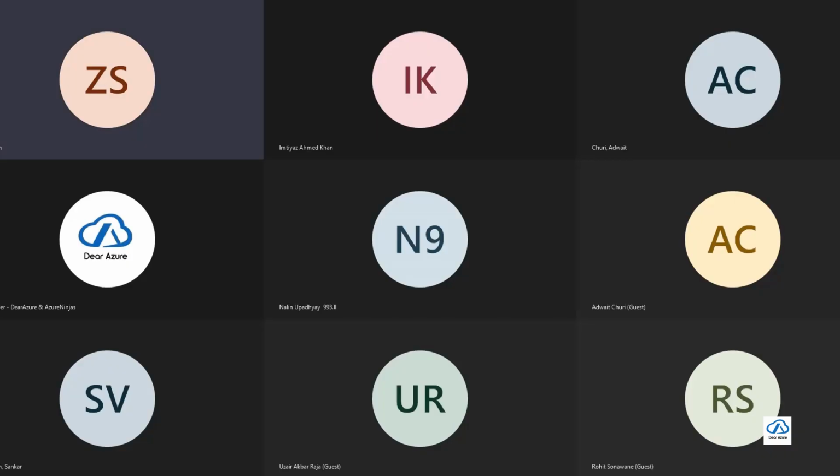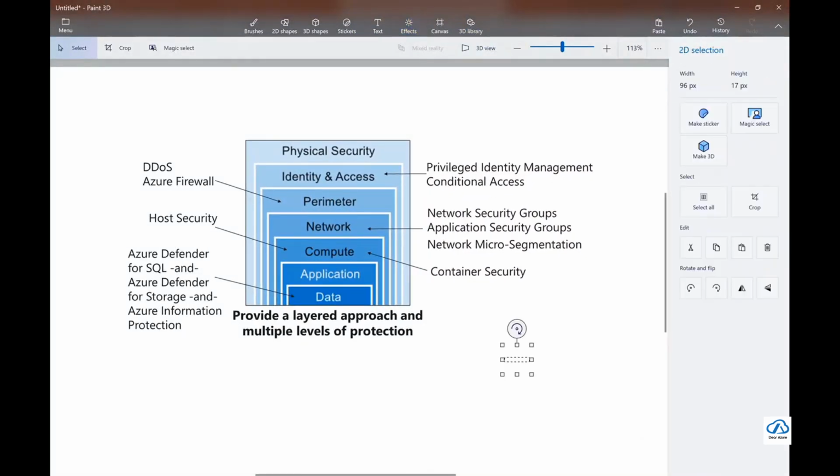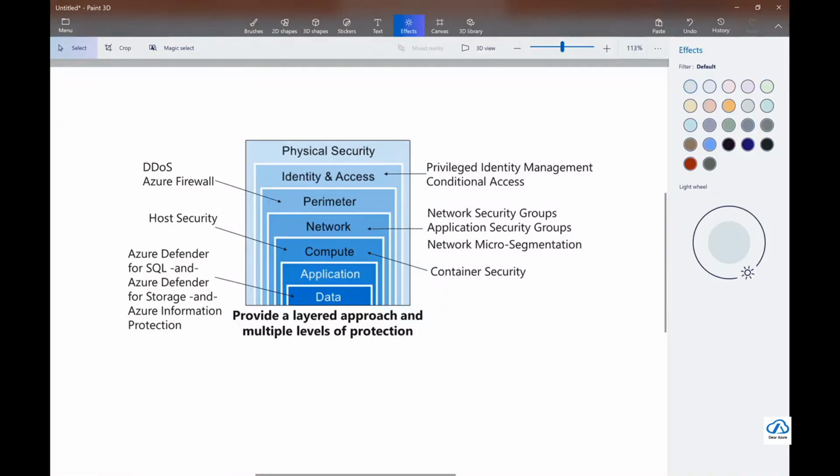All right. So from a different layered approach, from a security perspective, these are the different areas which you might want to use. So, for example, from an identity and access management perspective, you might want to use PIM. You might want to use conditional access. From a perimeter security perspective, you might have to use the DDoS or Azure firewall features.